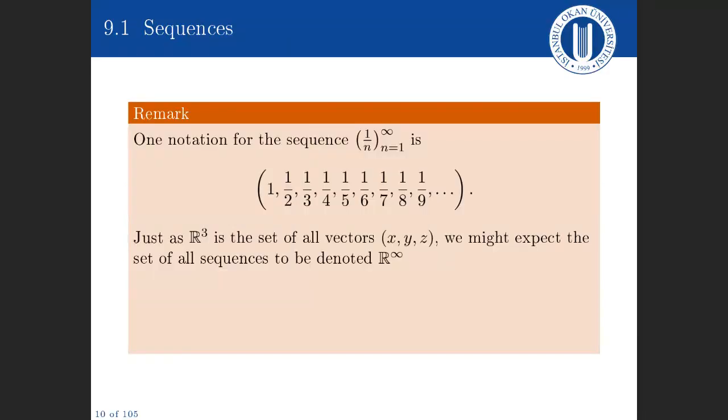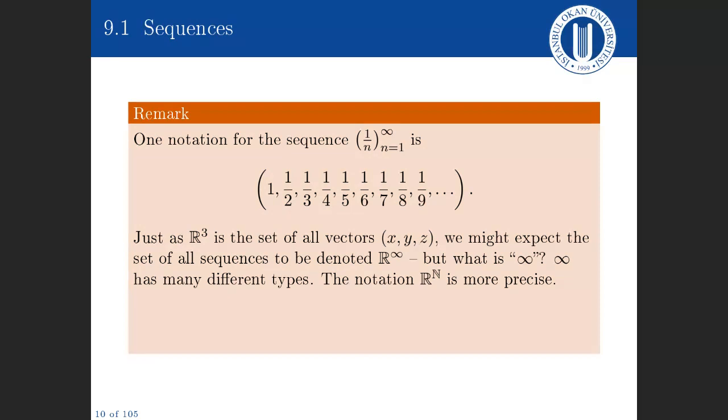Now, why do we use this notation? Well, one notation for a sequence is, instead of writing a list, we could write brackets around our list. So we could write bracket 1, comma, a half, comma, a third, comma, a quarter, comma, a fifth, and so on. And then at the end, we could do another bracket. And that sort of looks like a vector. If we had the vector (x, y, z), that would be a vector in R^3. So we might expect the set of all sequences to be denoted R to the power infinity.